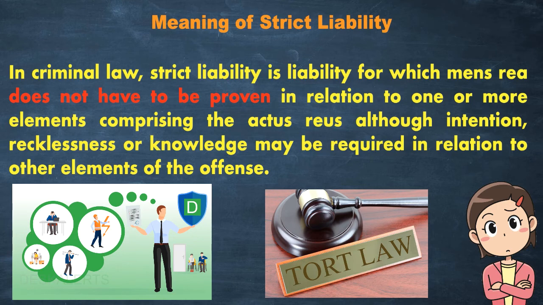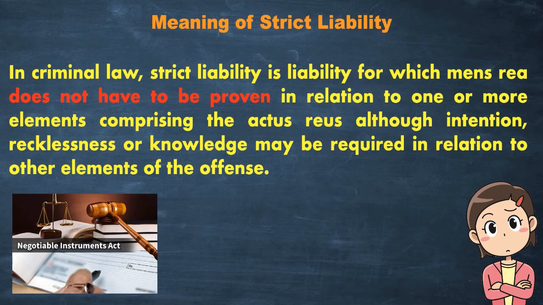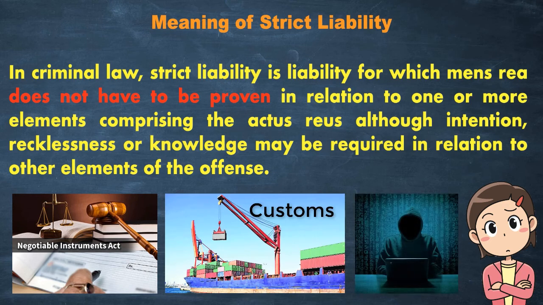That is, these offences are also termed vicarious or deemed liability offences. Examples of such offences can be found in special acts such as the Negotiable Instruments Act 1881, the Customs Act 1962, and the Information Technology Act 2000. Cybercrime and all, there are so many examples you can find.